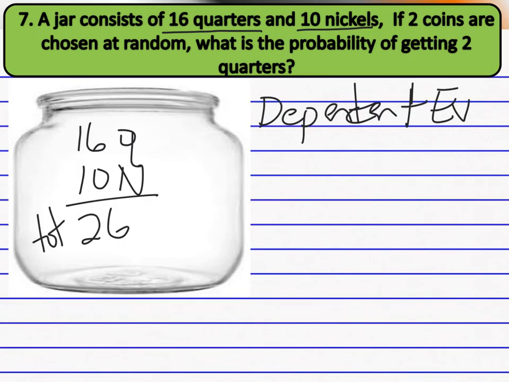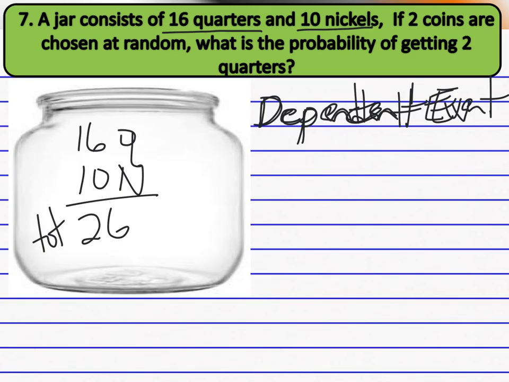Now when it comes to randomly choosing 2 coins, you're assuming you're choosing 2 at the same time. So think about it. I'm holding 2 coins in my hand. So this is a dependent event, write it down, because I can't hold 2 of the same exact coin in my hand.